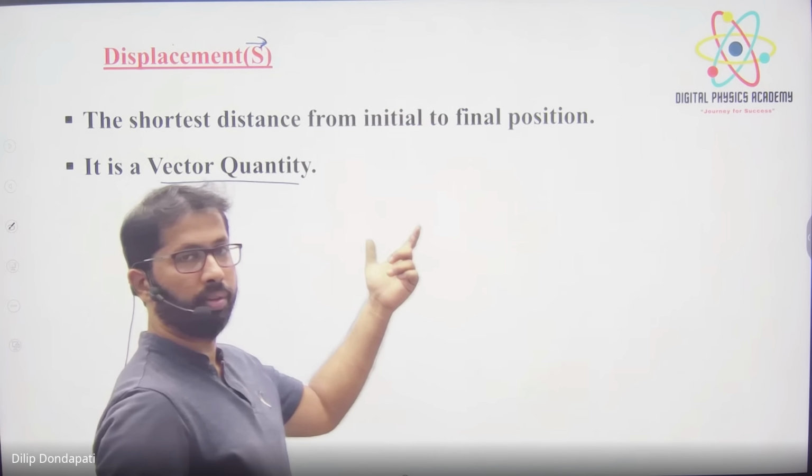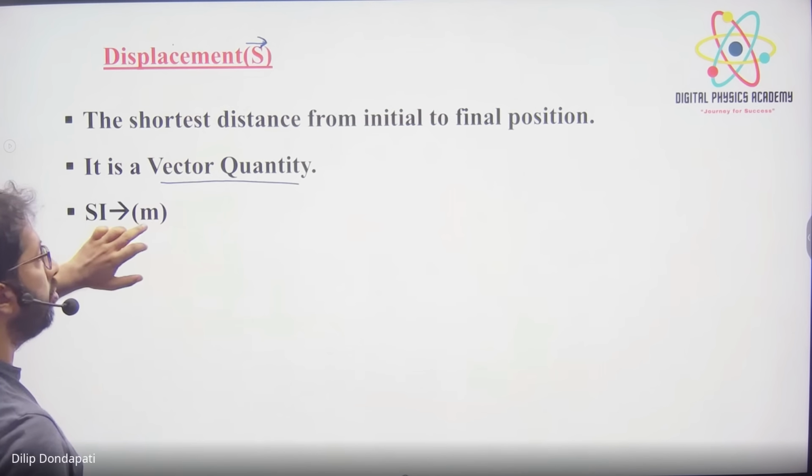Vectors is a separate chapter actually. We finished, but I will teach in between. Displacement is this one. Symbol is S, and SI unit is meters.